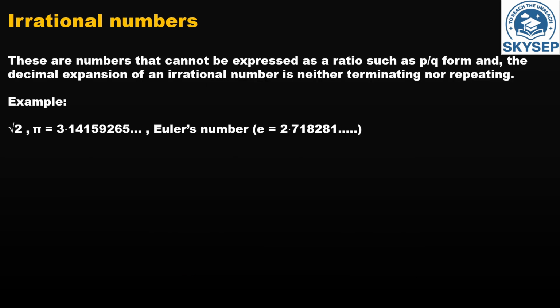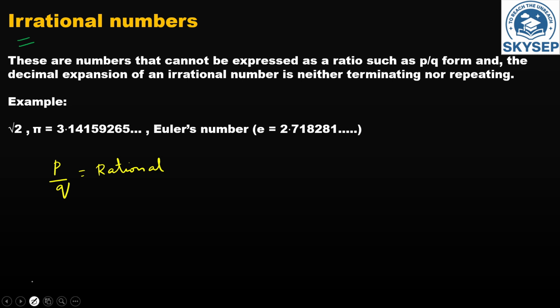The next concept is irrational numbers. What do you mean by irrational numbers then? Opposite to rational. See, irrational is the opposite of what exactly rational numbers are. What do you mean by rational numbers? Any number that can be written in P by Q form are called rational numbers.